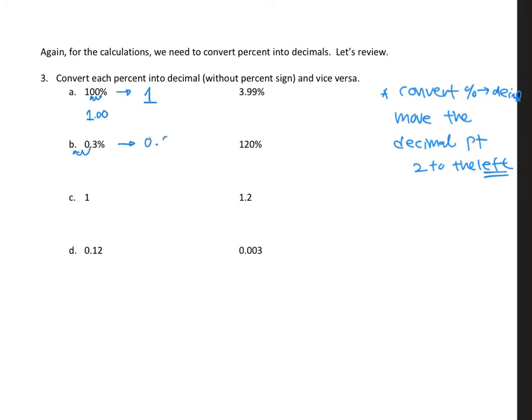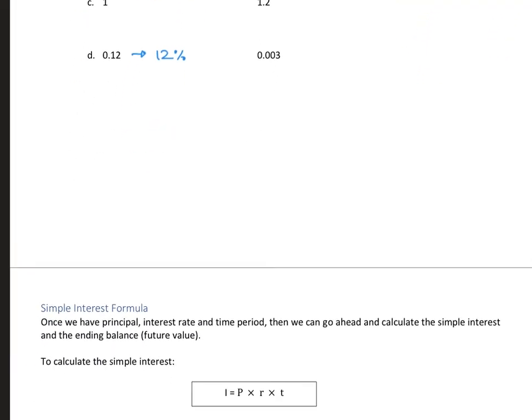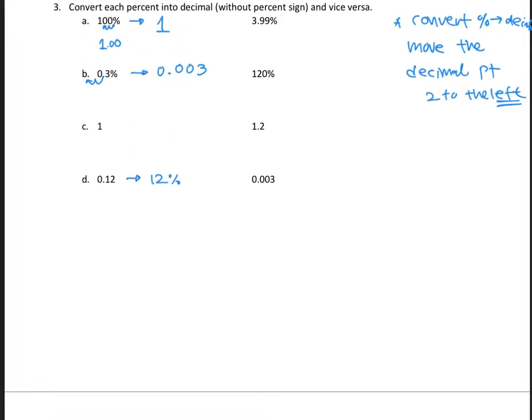So that'd be 0.003. Right? So there are a lot of zeros. How about 0.12? Well, this one doesn't have a percent sign, so this is not a percent. So here, if I were to convert this into percent, we'll just basically do the opposite. So here I'll just move 2 to the right to make it into percent. So that'd be 12%. So here what I'm trying to say is 12% is the same as 0.12 without the percent. So here I'm going to have you finish the rest of number 3. And once you're done with 3, then we'll meet back at the simple interest formula.